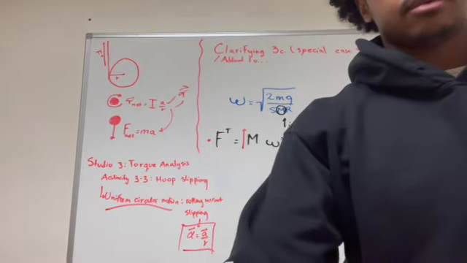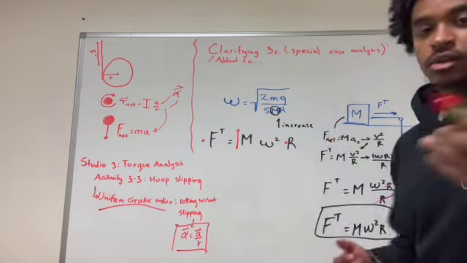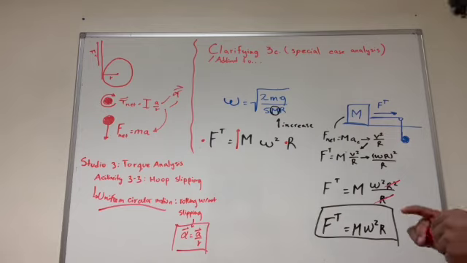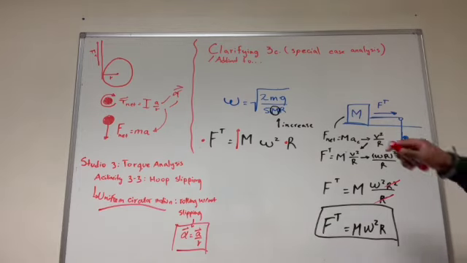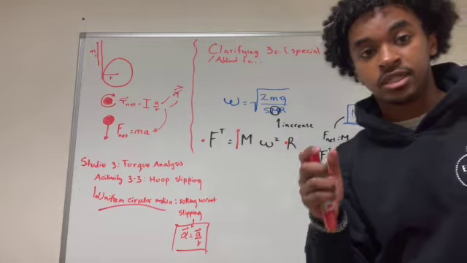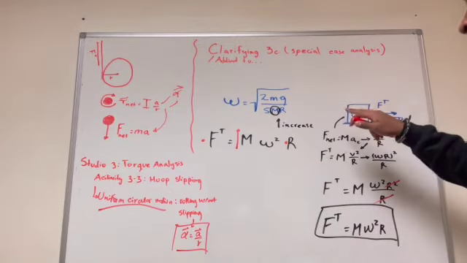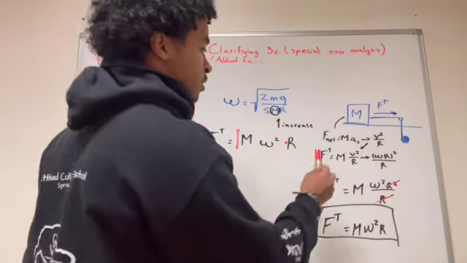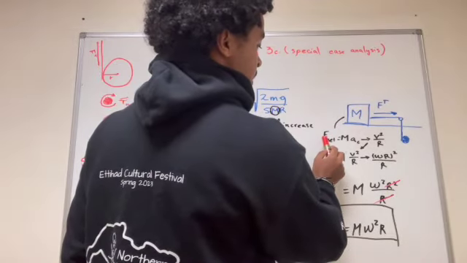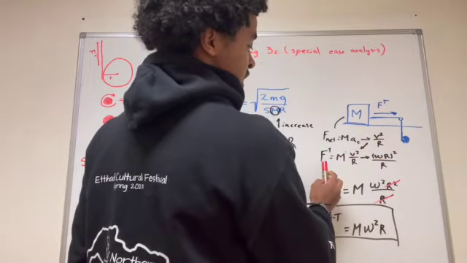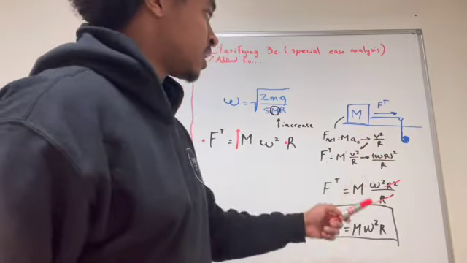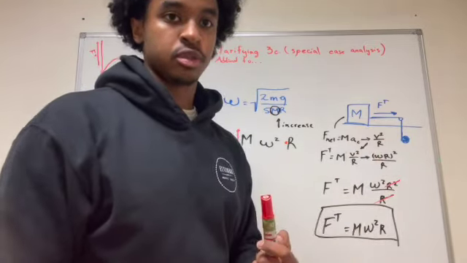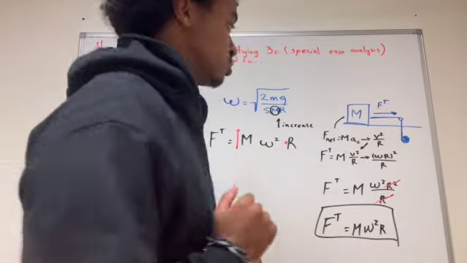Now looking at clarifying some of the sense making and the special case analysis, I want to show how the angular velocity decreases when the mass of the box increases. So I'm going to stand right here. So right here the F net of the box is just going to be the force of tension, equal to its mass times the centripetal acceleration, because the turntable is moving in uniform circular motion.